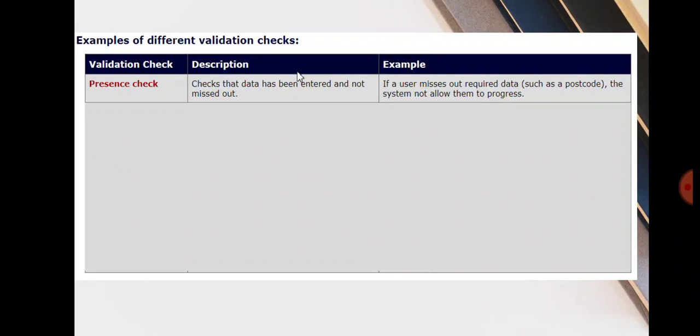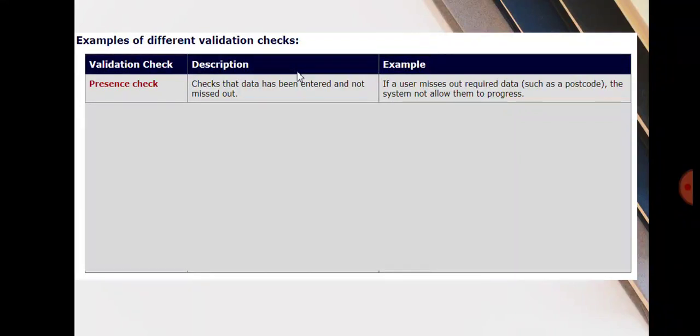The first is the presence check. A presence check checks that data has been entered and not missed out. You may have seen while filling in forms online that some fields are marked as strict, meaning they are compulsory fields that you can't leave, like your name, your address, the email ID, the username, the password. If the user misses out required data such as a postcode, the system will not allow it to be processed.